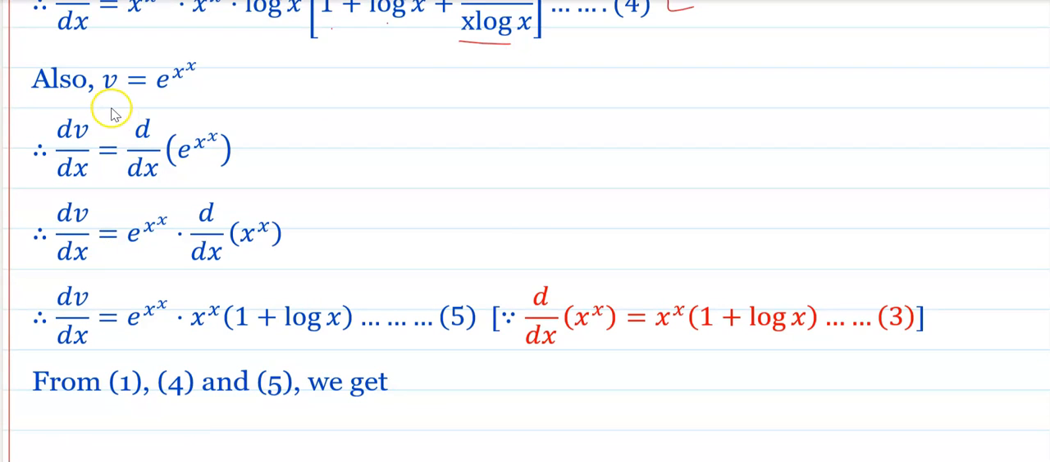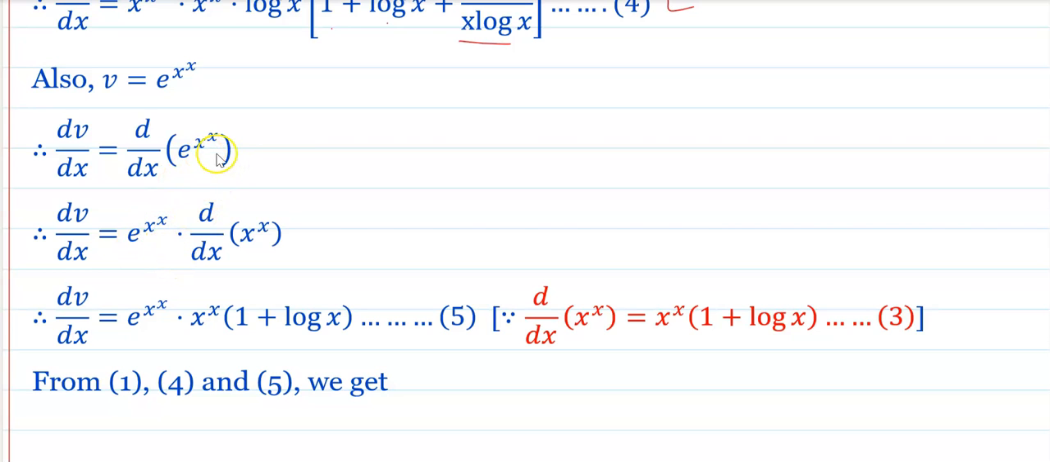Now next, v is equal to e raised to x raised to x. Therefore dv by dx, differentiate this with respect to x. Therefore dv by dx is equal to d/dx of e raised to x raised to x. Now what is the derivative of e raised to x? The derivative of e raised to x is e raised to x. So we write here e raised to x raised to x.